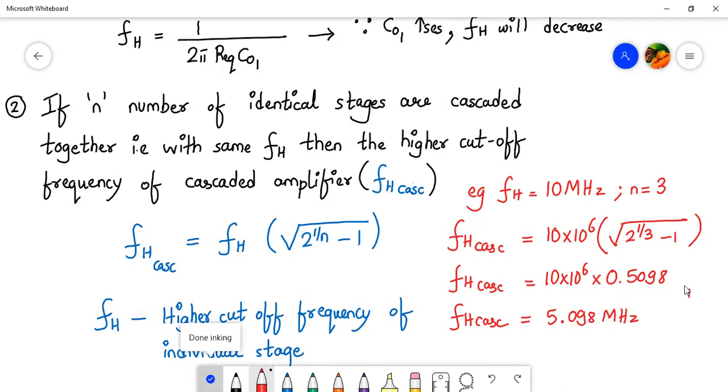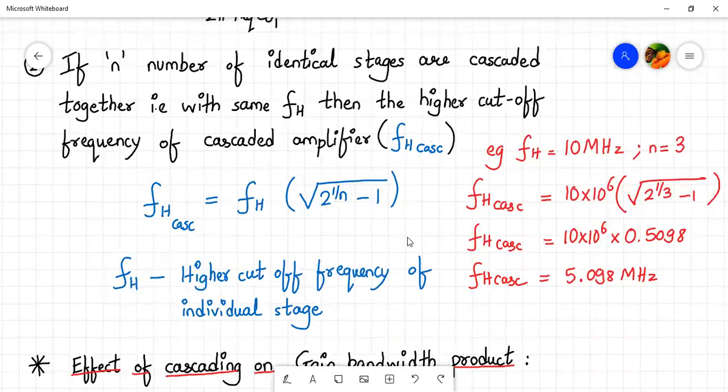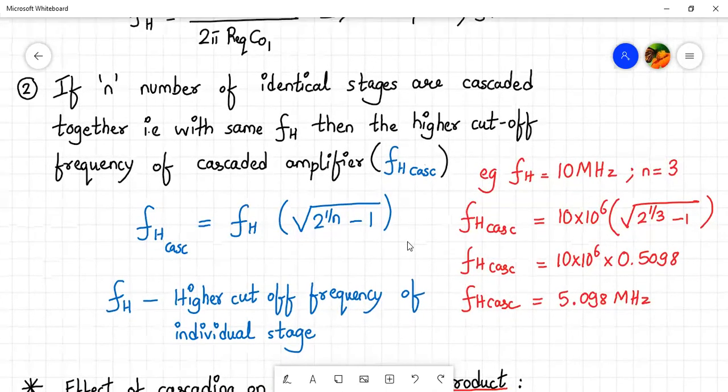If we have three identical cascaded stages having an individual higher cutoff frequency of around 10 megahertz, then the overall higher cutoff frequency will reduce, from 10 megahertz to 5.098 megahertz. So this is how cascading affects the higher cutoff frequency.